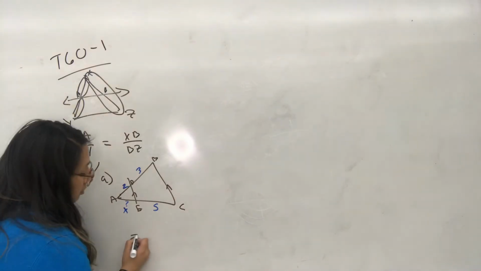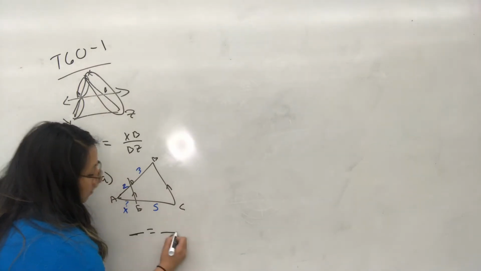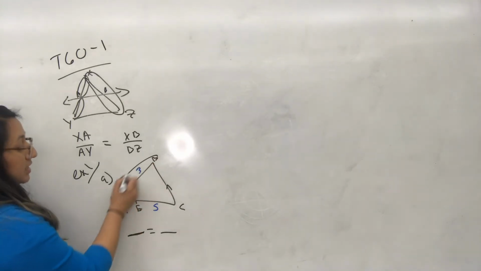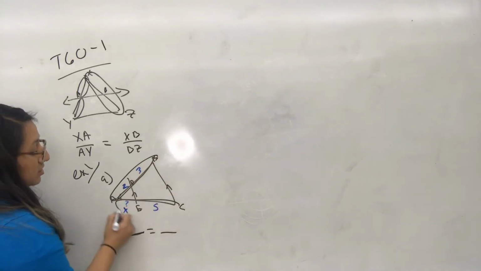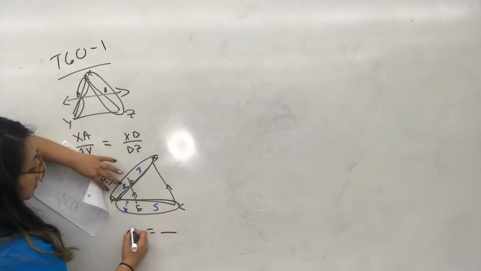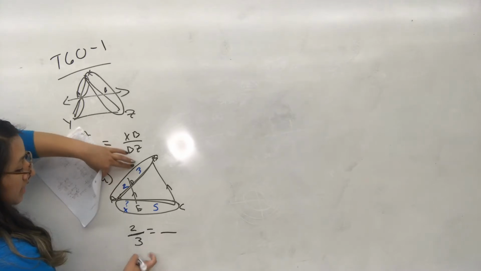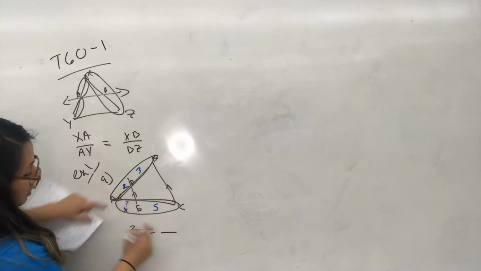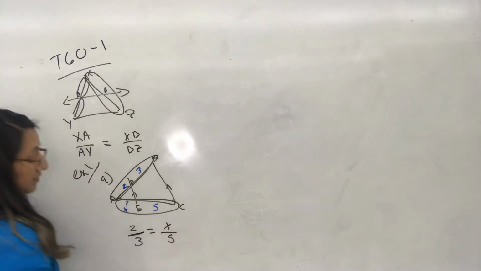So we create proportions. So line, equal sign, line. So for proportions, it's always one side. You're comparing one side to the other. So if I write the first side in my proportion, I'll have the first part, which is 2 over 3, and set it equal to the first part of the second line where they meet, which is X over 5.